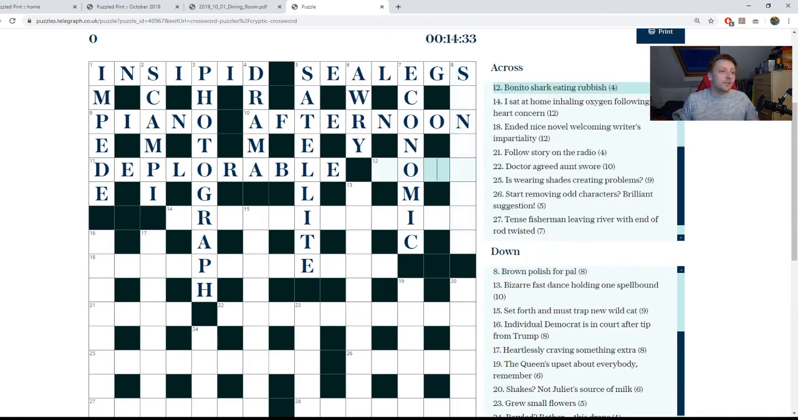See if I can get 12 across first. Bonito shark eating rubbish. Yes, it is indeed. Okay, got this one. Currently thinking about 8 down now. So, bonito shark eating rubbish. So this clue, it's literally eating. It's literally La Isla Bonita. No, it's literally go on cast 7th.